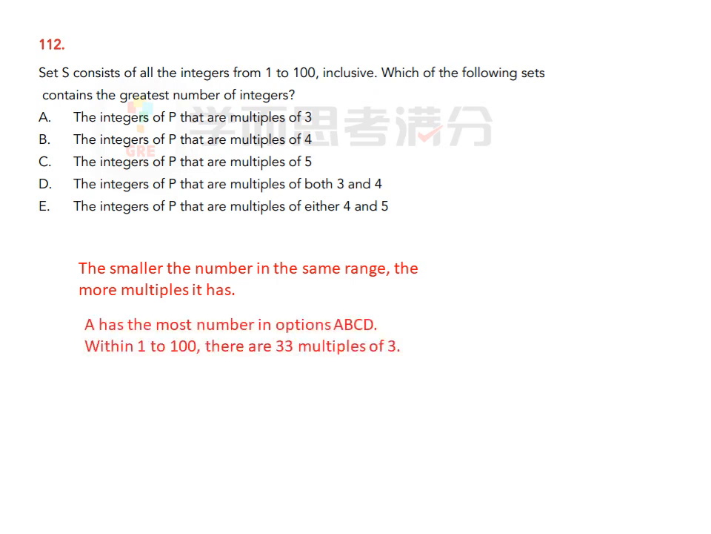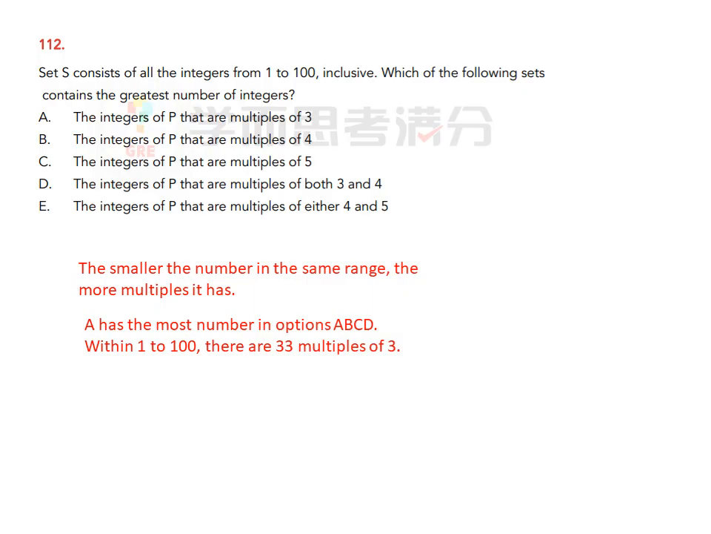So within 1 to 100, there are 33 multiples of 3. So between options A to D, option A has the most multiples. Notice option D considered multiples of both 3 and 4. It's not that 3 or 4. So remembering this case, option A will have the highest number of multiples from A to D.